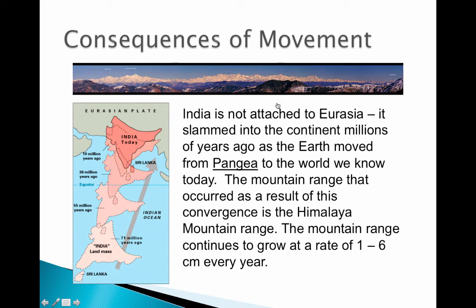Okay, here are the Himalayas. You can see a panoramic picture of them. Where are they located? They are located on the border between India and the rest of Eurasia. Why? Because remember, India is a part of the Australian plate, and it slammed into Eurasia millions of years ago. And it is the Himalaya mountain range. That mountain range continues to grow at a rate of 1 to 6 centimeters every single year. So if you climb the highest mountain in the Himalayas, you're like, yes, I totally got to the top of that one. If you wanted to maintain the title of having climbed the tallest mountain, you would have to go back every year, because that mountain is just going to keep getting taller and taller and taller.